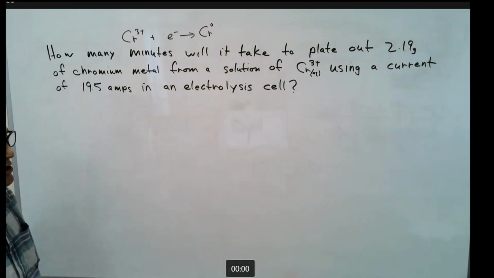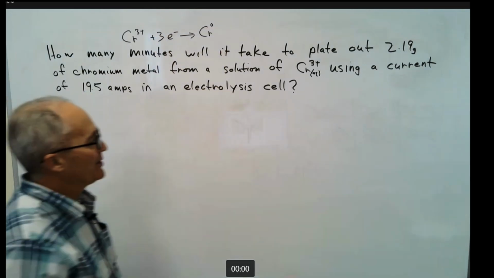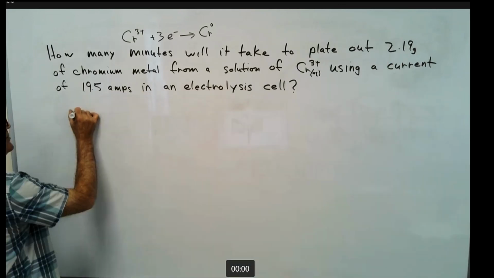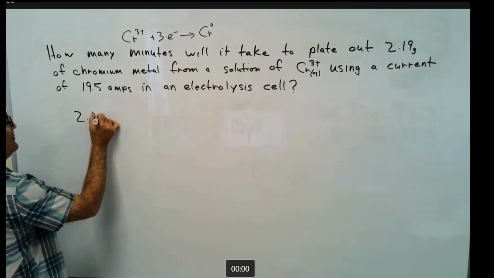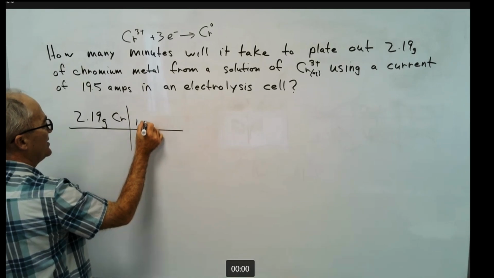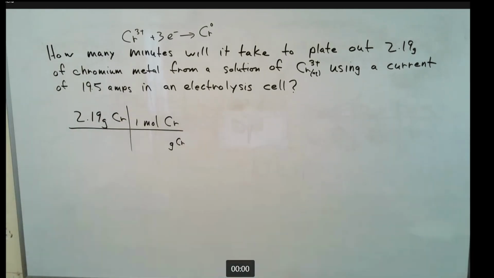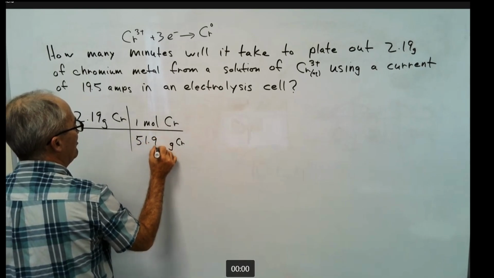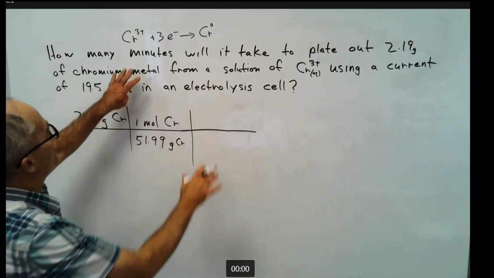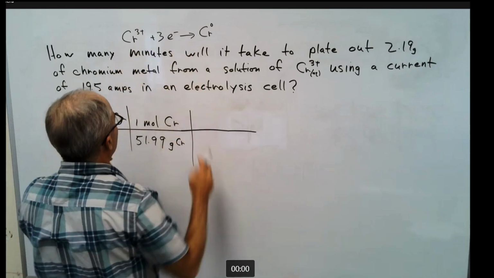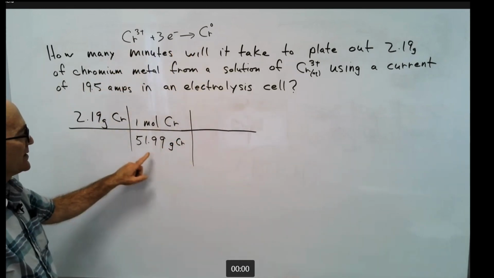How do I balance charge? 3 electrons. I'm going to just start with this mass. To me, that seems the most logical. Everything in chemistry proceeds through the what? Mole. Look up at your periodic table. 51.9199. So here's our balanced chemical equation. We've converted mass to moles.